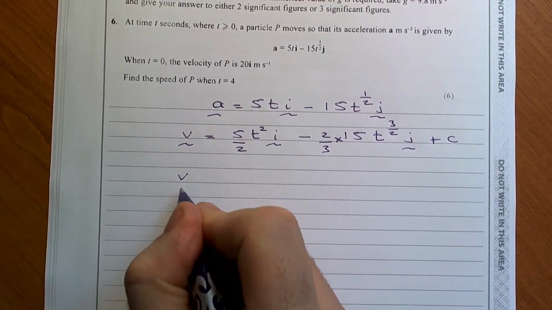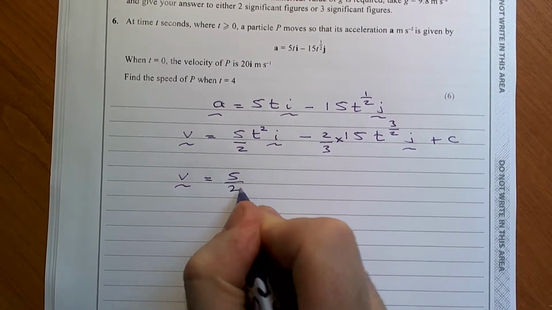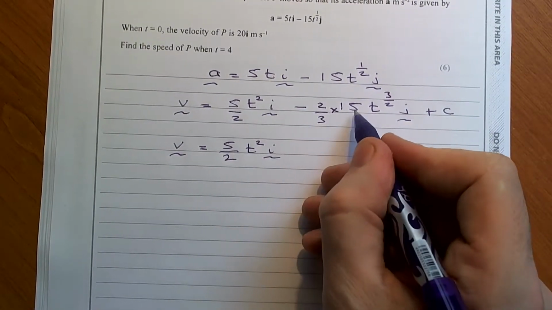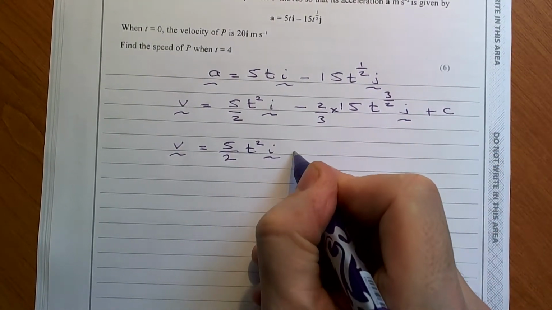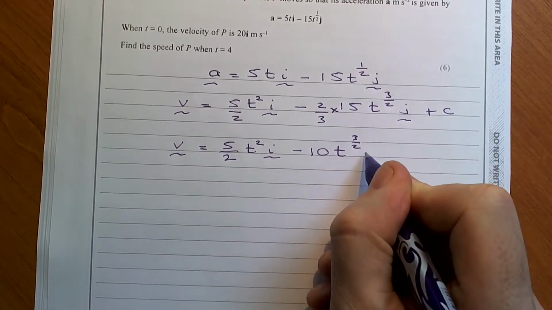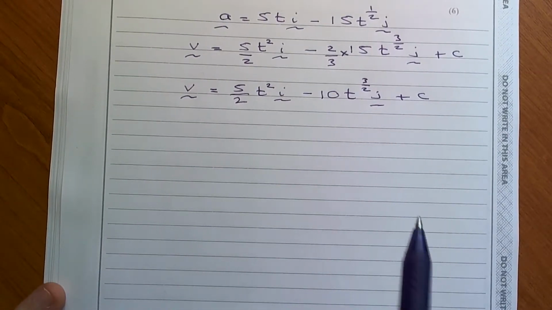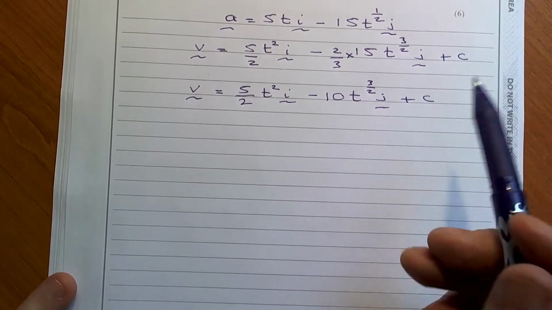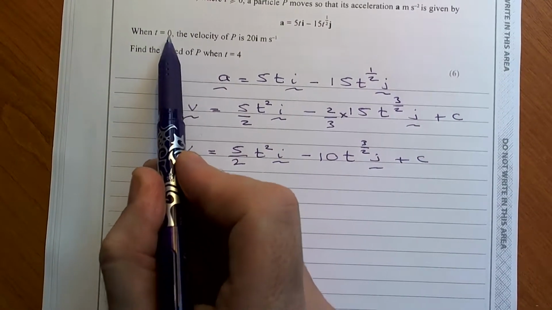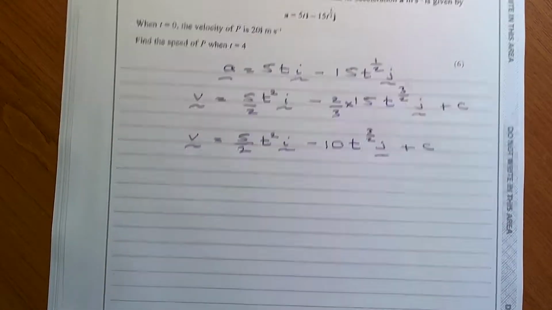So let's tidy this up to start. So v is going to equal 5 over 2 t squared i minus, 2/3 of 15 is 10, so minus 10 t to the 3 over 2 j plus c. Now, like you're doing in pure maths, the next thing you've got to do is find the constant of integration, and we can find that by substituting t equals 0 for when we've got 20i.